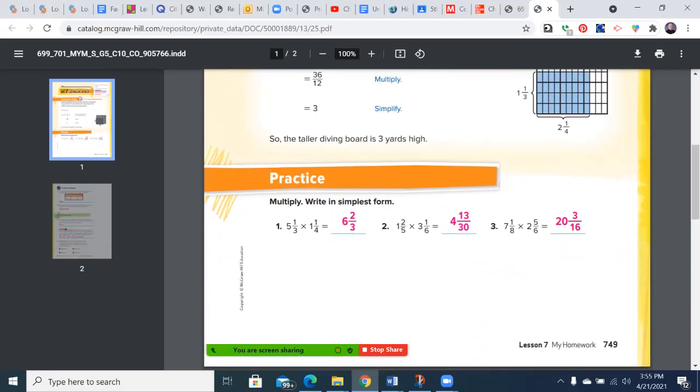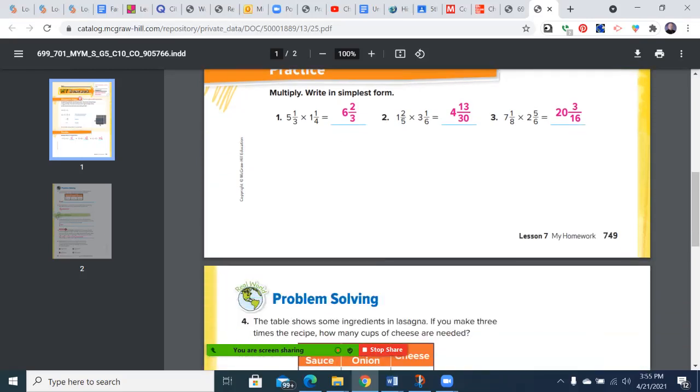Over here, 3 times 5 is 15, plus 1 is 16/3 times 5/4. We'd end up with 6 2/3. We have 7/5 times 19/6. We'd have 4 13/30. 57/8. Yep, I'm not kidding. Times 17/6. You'd eventually end up with 20 3/16. This is not something that I would expect you can do in your head, and if you can, props to you. You're better than I.